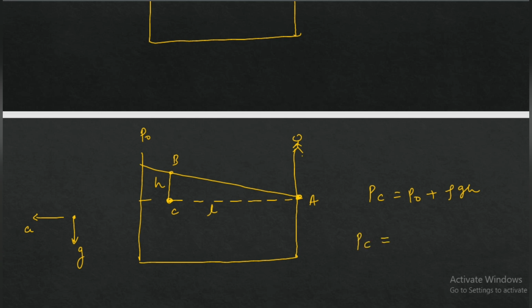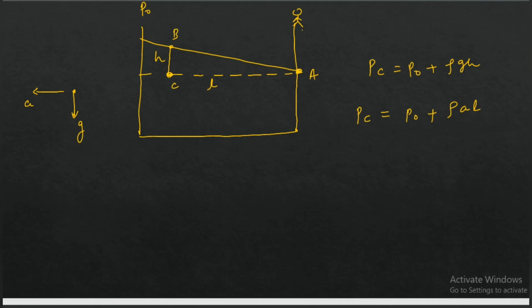Now write PC along this line AC. So pressure at point A is also P naught, because this point A is also in contact with atmosphere, right? And the acceleration that will be contributing to this pressure increase will be A, so rho AL. But point C can't have two distinct pressures, right? They must take the same values. This PC equals this PC, so this whole thing is equal to this whole thing. So equate this: P naught plus rho GH equals P naught plus rho AL.